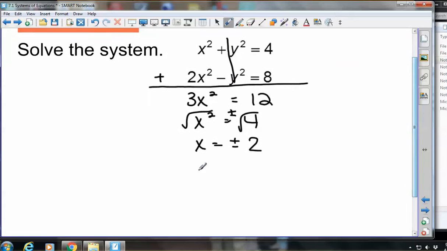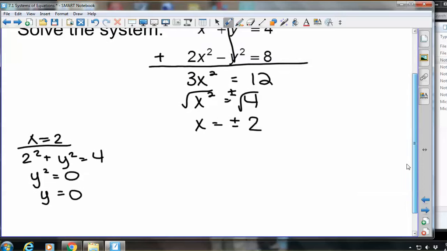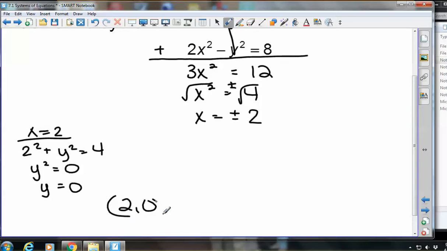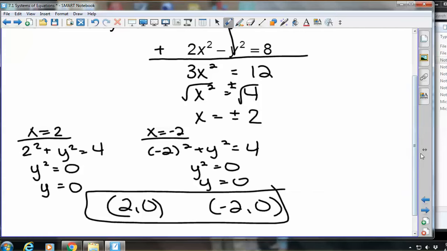We have to plug those in and find our y. So if x is 2, if I were going to put that in the first equation, I get 4. If I subtract that over, I get y squared equals 0, so y is 0. So 2, 0 is a point. If I plug in negative 2, negative 2 squared plus y squared equals 4. Negative 2 squared is 4. Subtract that over, you get y squared equals 0, so you again get 0. So 2, 0, and negative 2, 0 are my answers.